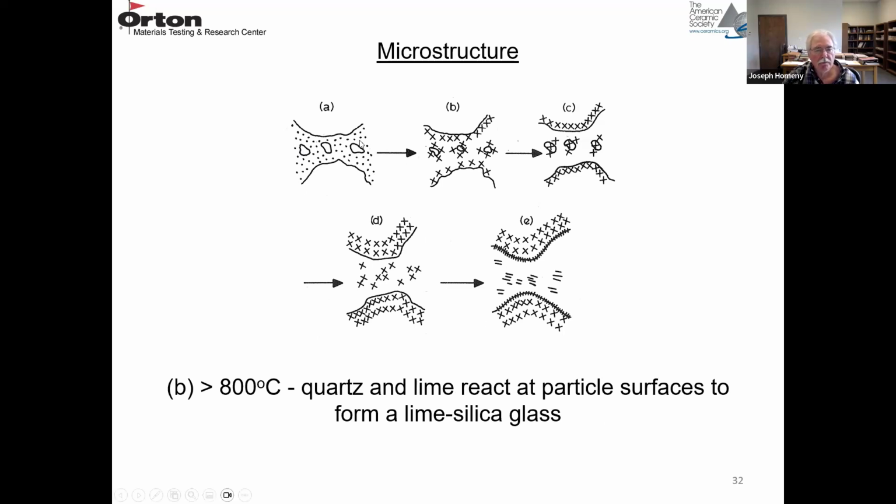So basically A is as pressed, and then B, you're getting up to temperatures greater than 800 degrees C. Now the quartz and lime start to react, and it reacts on the particle surfaces. So on the surfaces of the quartz particles, the quartz and the lime start to react and start to form this lime silica glass. The reaction is much faster. The fines are disappearing and forming the lime silica glass.